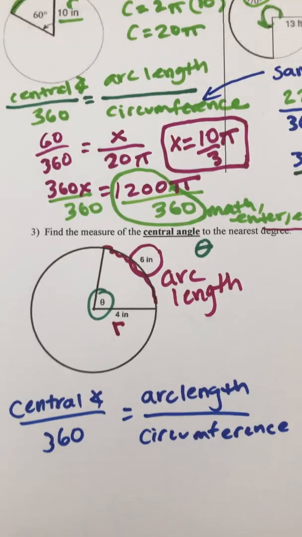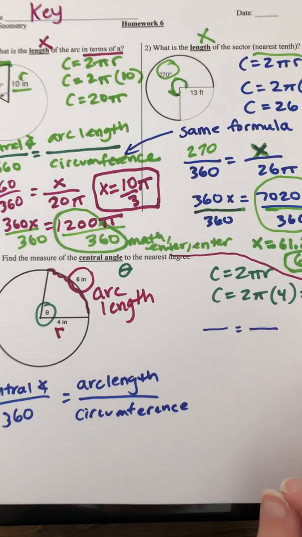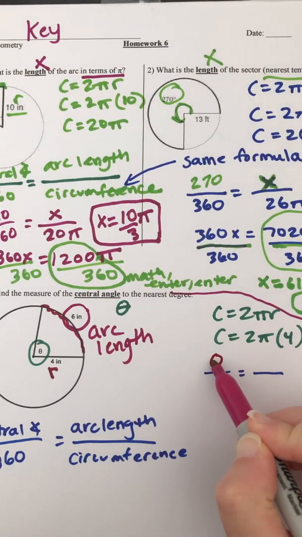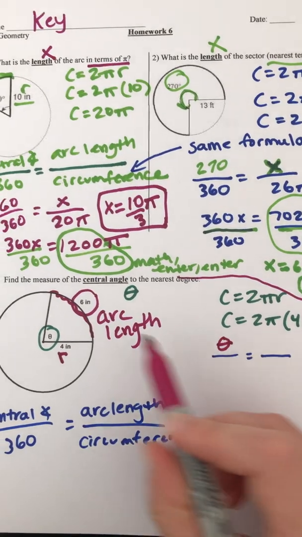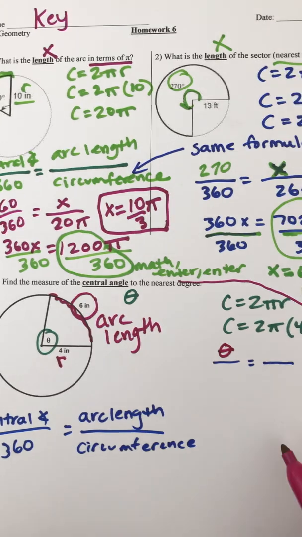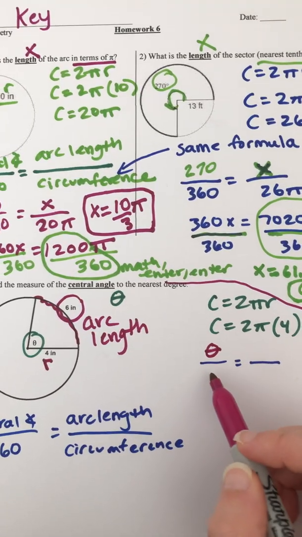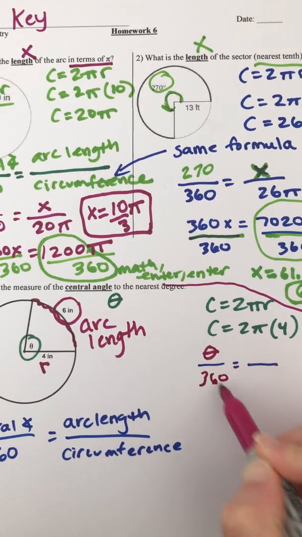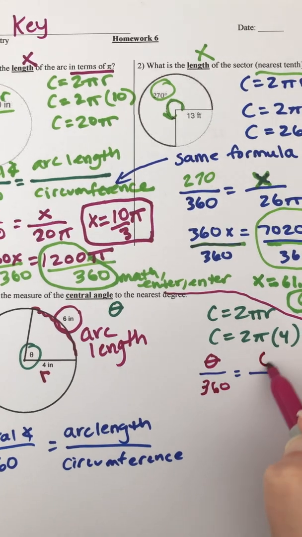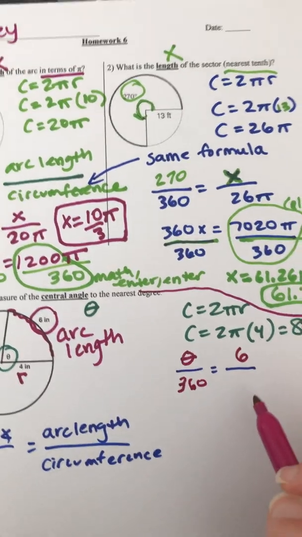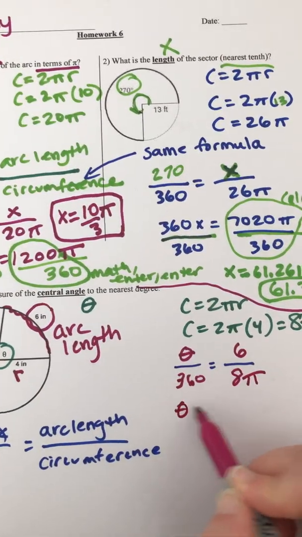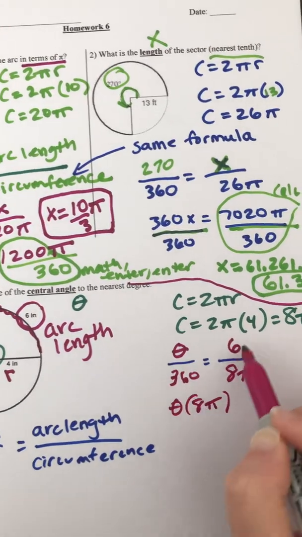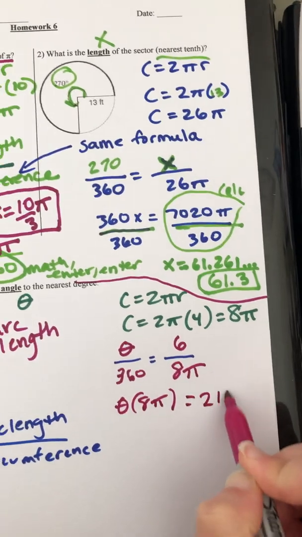Now we're going to plug the numbers into the formula. So you're going to notice central angle is theta. You could put that as an x if you'd like, but then you should really put an x over here if you're using x. The entire circle is 360. The arc length is 6, and the circumference is 8 pi. So now we're going to do theta times 8 pi and 360 times 6, which is 2160.